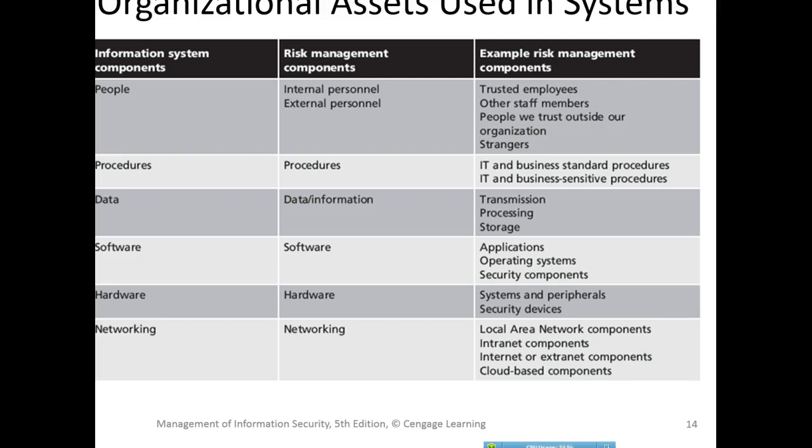This table shows a model of the identified assets subcategorized into the risk management components. For instance, we have the information system component of people. The risk management component could be internal personnel or external personnel, and examples could be trusted employees, other staff members, people we trust outside or inside the organization. So we are identifying those that could be part of the risk. For procedures, we basically have both IT and business standard procedures and IT and business sensitive procedures.